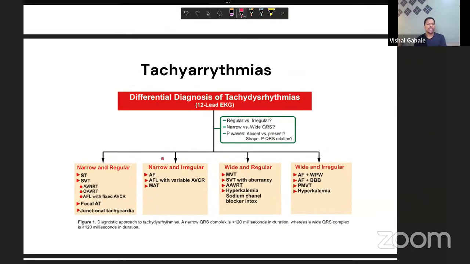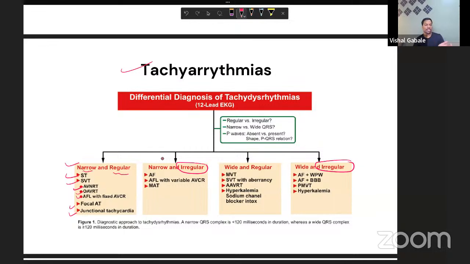So again, here tachyarrhythmias, we have already discussed that. So if it's narrow and regular, we have already discussed what the irregular tachyarrhythmias are, so I'm not worried about that now. So what is narrow? Narrow is narrow QRS and regular is regular RR interval. So sinus tachycardia, supraventricular tachycardia like AVRT, AVNRT, orthodromic AVRT, then atrial flutter with fixed AV conduction, that is atrioventricular conduction, then focal atrial tachycardia and junctional tachycardia. So all of these have regular RR interval.